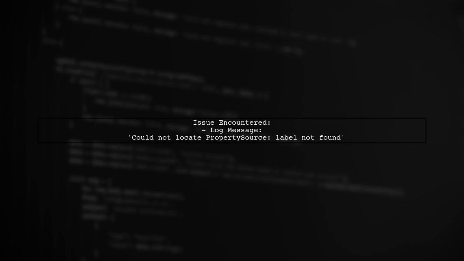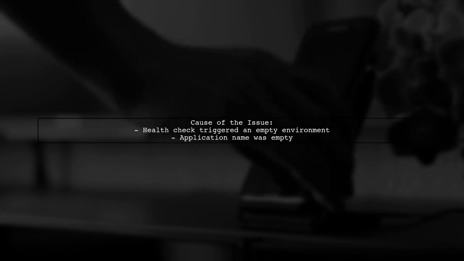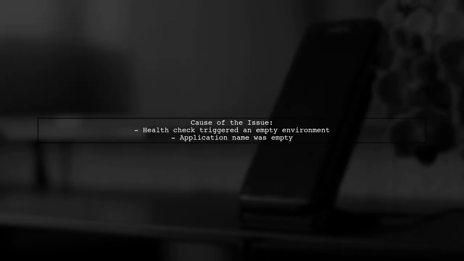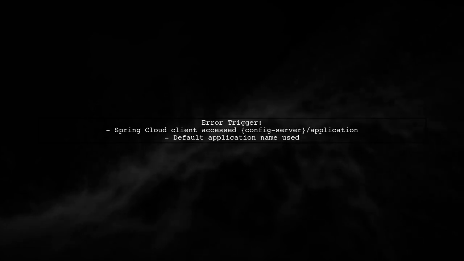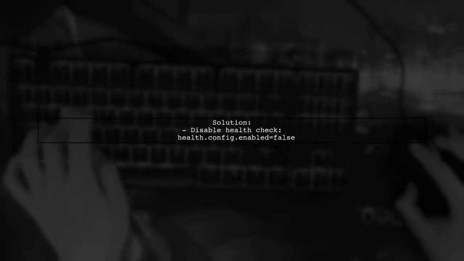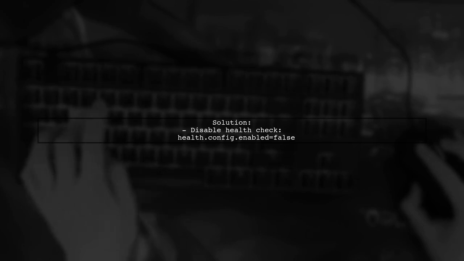A user encountered an issue with Spring Boot, where the logs showed a message about not locating a property source. This happened during server startup. The problem was linked to the health check for the config server, which used an empty environment, causing the application name to be empty. As a result, the Spring Cloud client attempted to access the default application name, leading to the error. To resolve this, the user disabled the health check for the config server.